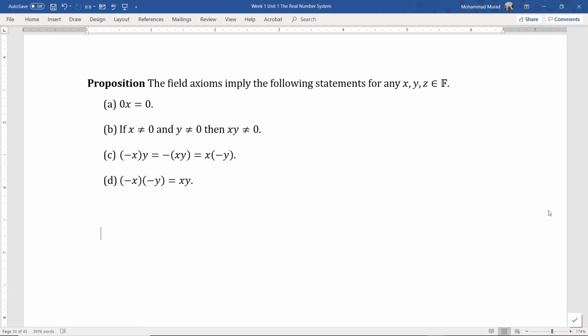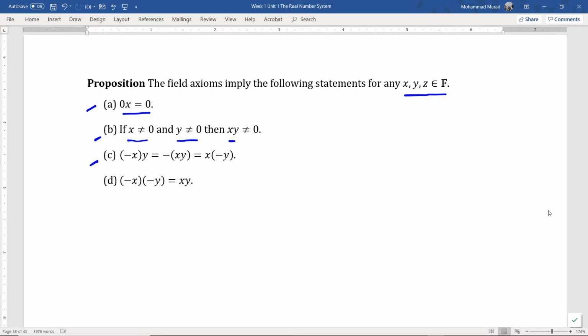The next proposition. The field axioms imply the following statements for any x, y, z in the field. A. 0 times x equals 0. It means the product of the additive identity element with any element in the field x gives the additive identity element 0. B. If x is not equal to 0 and y is not equal to 0, then the product xy is also not equal to 0.